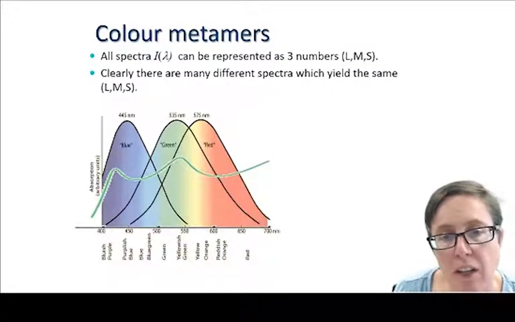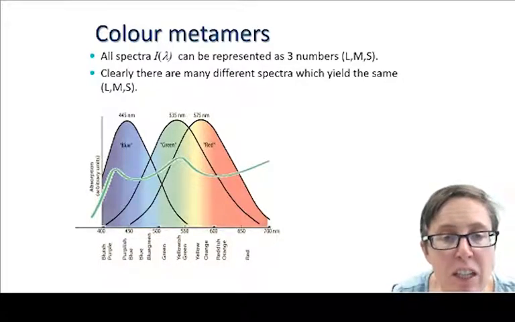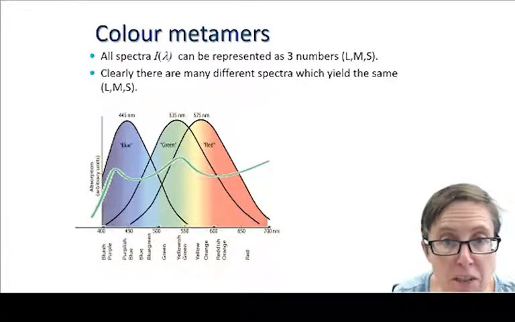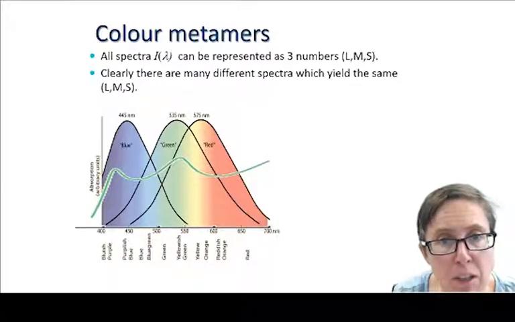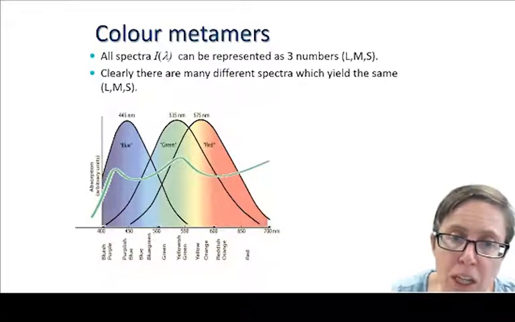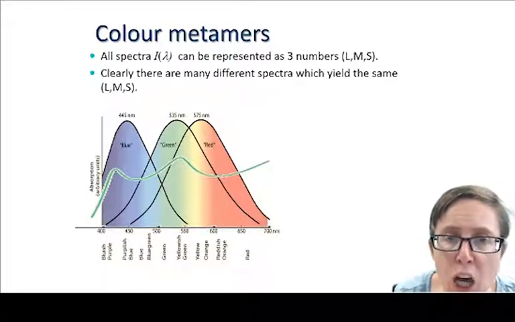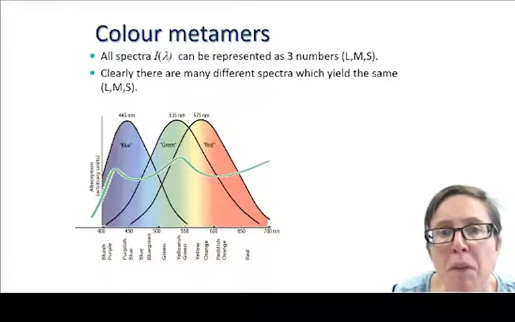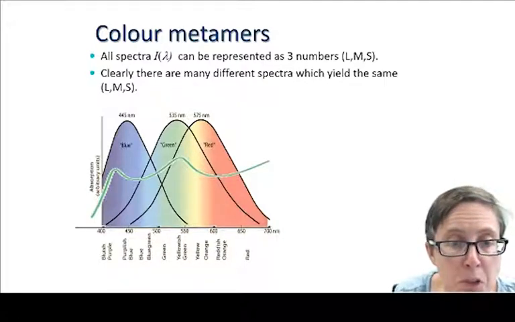Now you can see that if all possible spectra that we could ever see in the world can be represented as just 3 numbers, there are going to be many different spectra which yield the same 3 numbers. And those combinations of spectra which yield the same LMS values are called metamers. It's not a very helpful word, but a metamer is a physically different stimulus which creates the same physiological response and which therefore can't be distinguished.